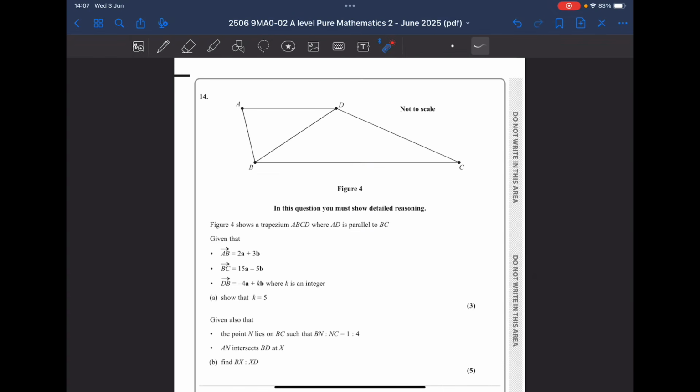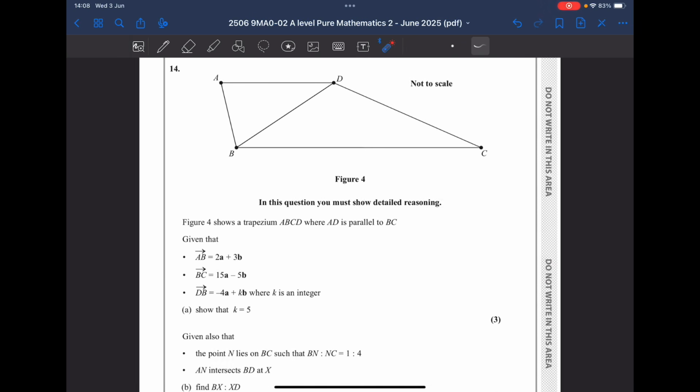Let's keep going to number 14. What have we got here? Some vector stuff. So trapeziums, AD is parallel to BC, blah, blah, blah. They tell us lots of bits about where things are. Show that K is 5. Okay, so what have they actually told us?